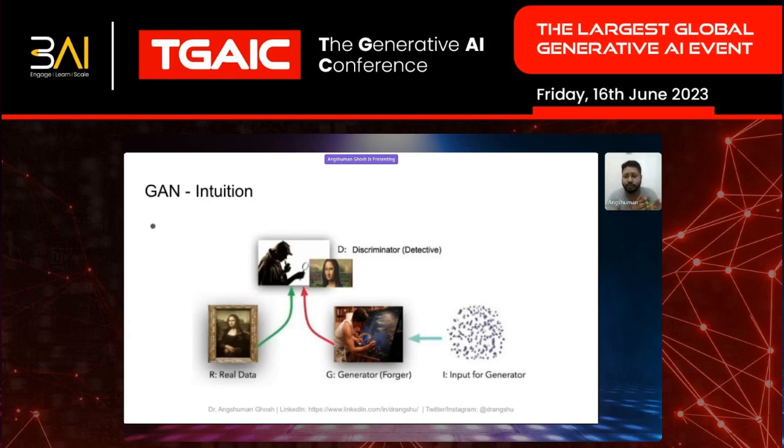Initially, the image will not be very close to real, but if we repeat this process hundreds of times, thousands of times, or more, after a point the forger will probably create such a good image, so close to the original, that even the detective cannot find it, right? So finally, we'll be able to create a fake Mona Lisa which is so close to real that humans can't identify whether it is real or fake. That's the intuition behind GAN.